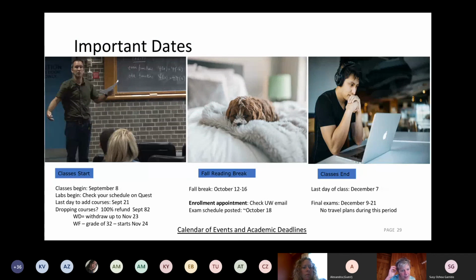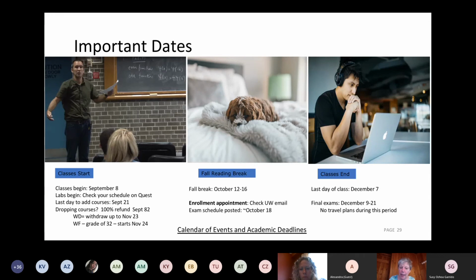So here's a few important dates when classes start. Labs will start, each lab will start at different times, depending on the course. So you should look at your schedule on Quest. Some will start in the second week, some maybe even the third. So they're being staggered so that we can manage your safety. Each course has a different schedule, so that's for you to check. So again, as Sue said, you check on Quest, look at your own schedule. What section are you in? What time do you start?